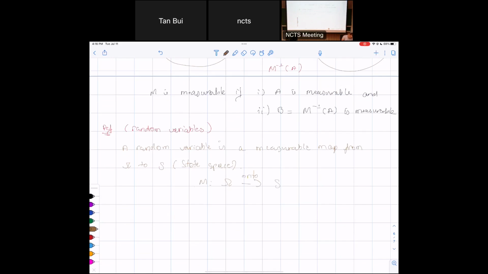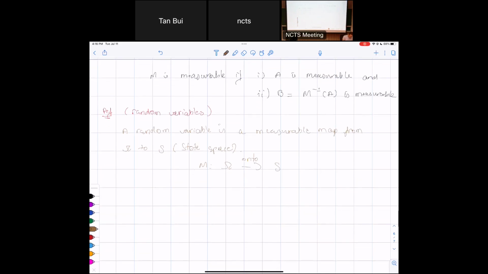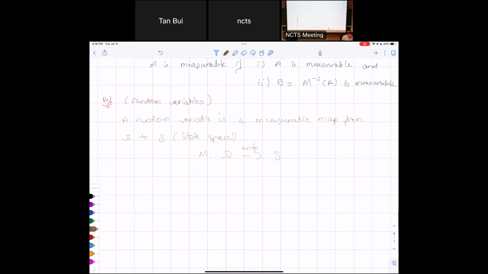And by the way, for simplicity, we assume onto, or surjective. It doesn't matter. If it's not surjective, then we just limit it to its range, the range of the function. Then it's still surjective, or onto. Okay, so if you give me an omega, I'm going to return you an M of omega that is in S. So a random variable is actually very simple.